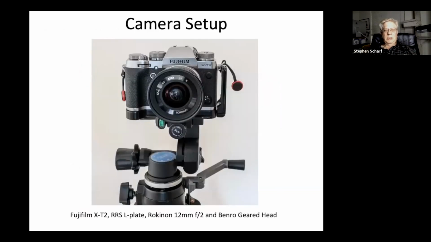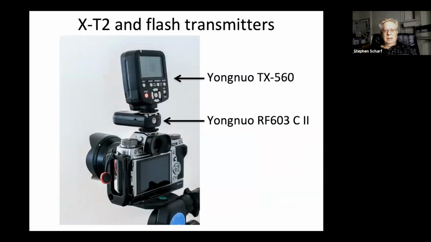So this is just a picture showing my camera setup here. Really quickly, this is my Fuji X-T2 on my Benro head. You can see I've got a really bright stuff L plate on it. And this is the system, it's mounted on my Manfrotto tripod here. So this is my setup that I use for my real estate and architectural work. And then I've got here the flash and transmitter. So I've got a little Yongnuo RF603C2 in the hot shoe. And there's a reason for that, I'll explain in just a minute.